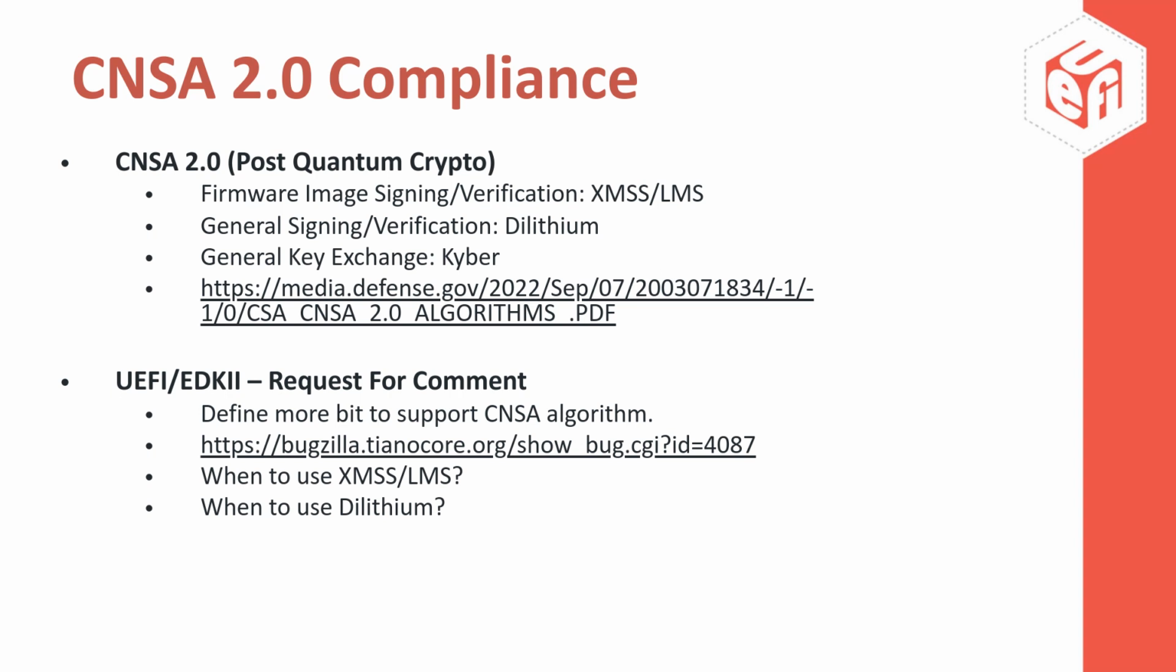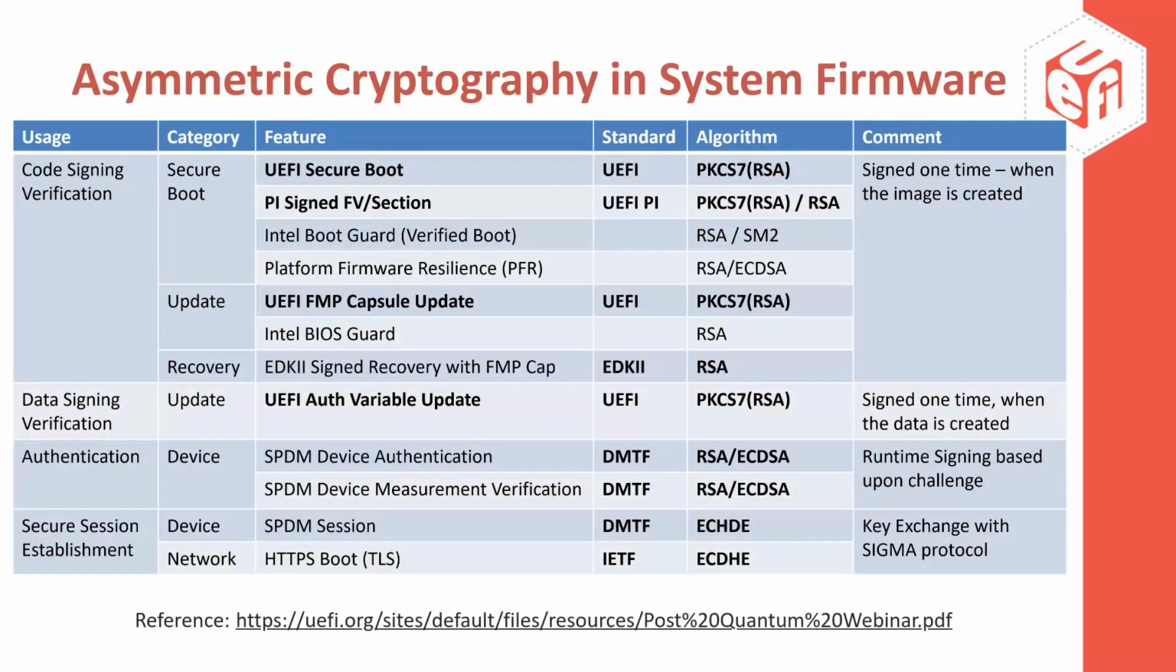The next guideline is that image signing could use XMSS or LMS. That is under the assumption that the released image signing will not happen frequently. But the authenticated variable might be a little tricky. Using Dilithium might be a better way. And finally, we summarize the asymmetric crypto algorithms used in the BIOS.